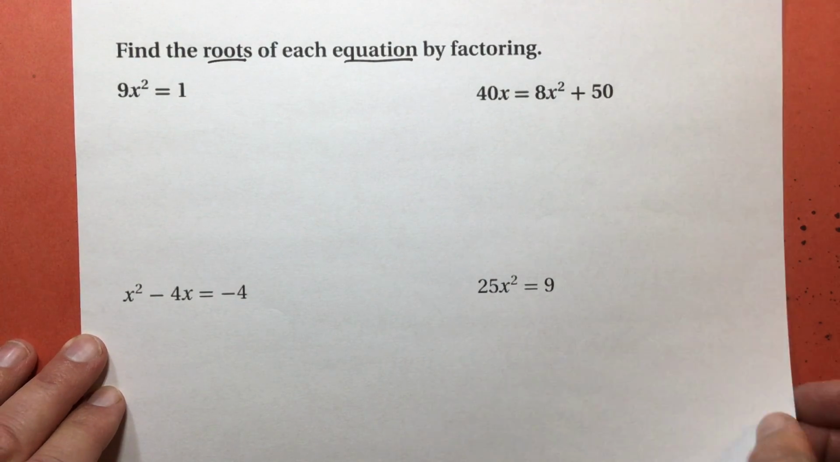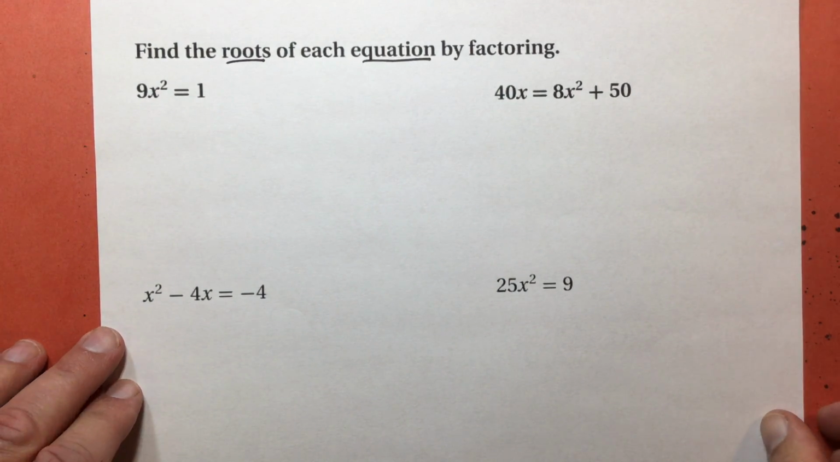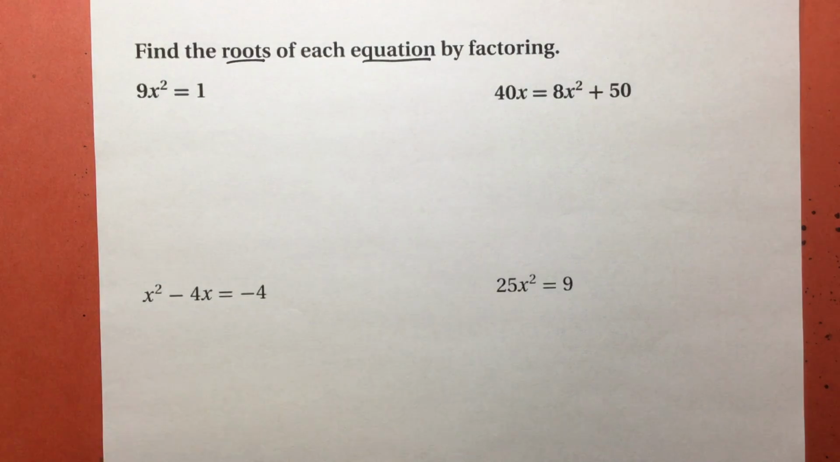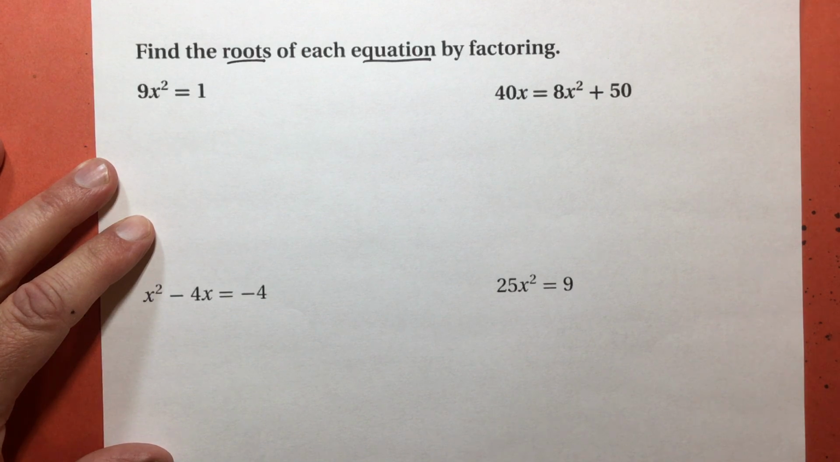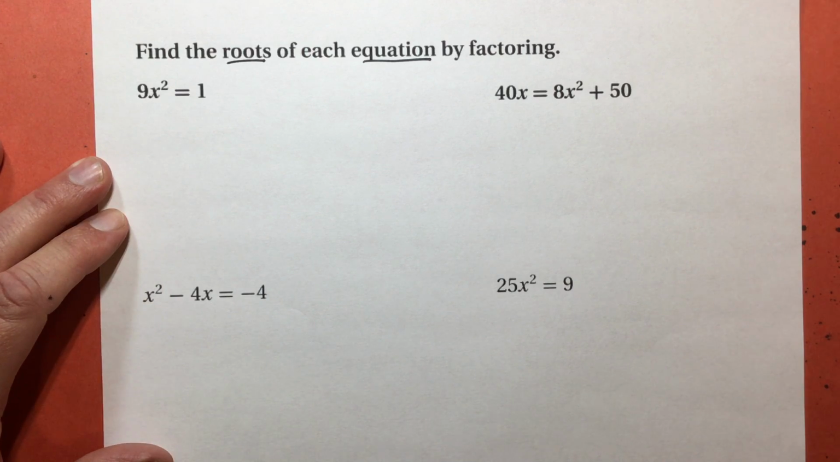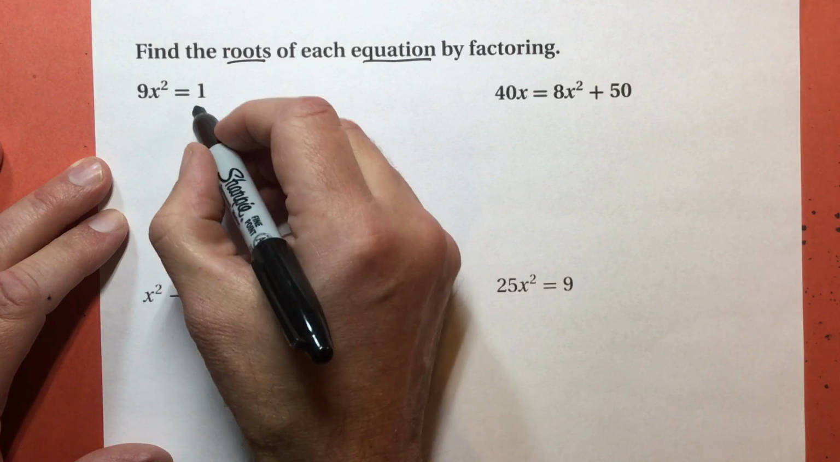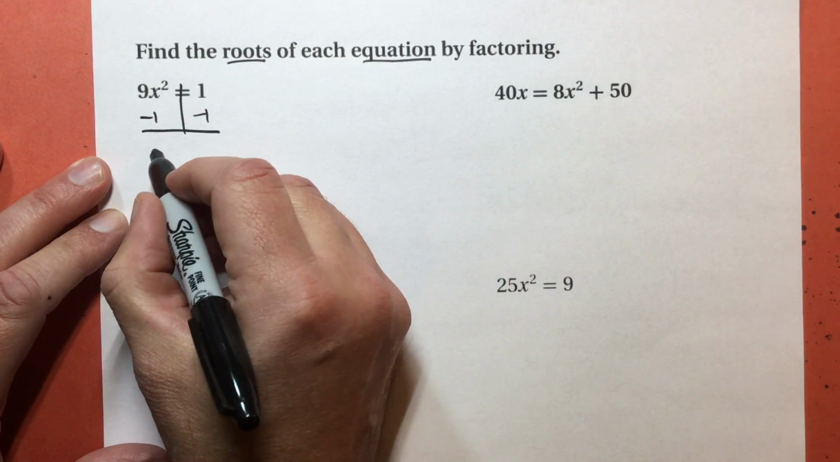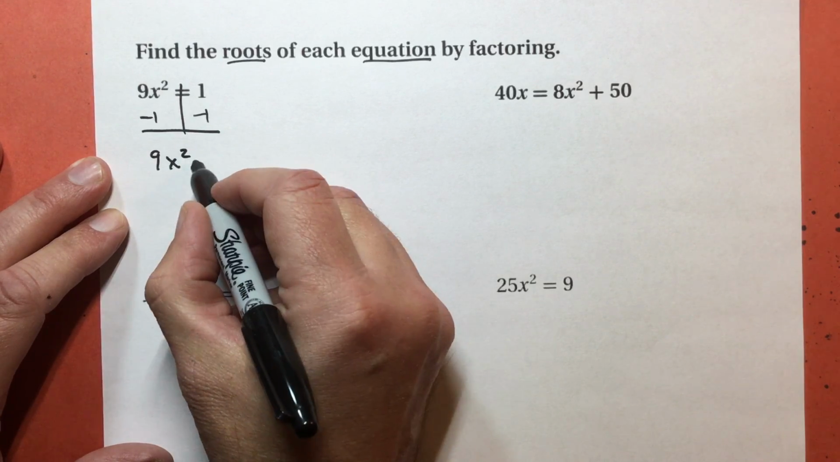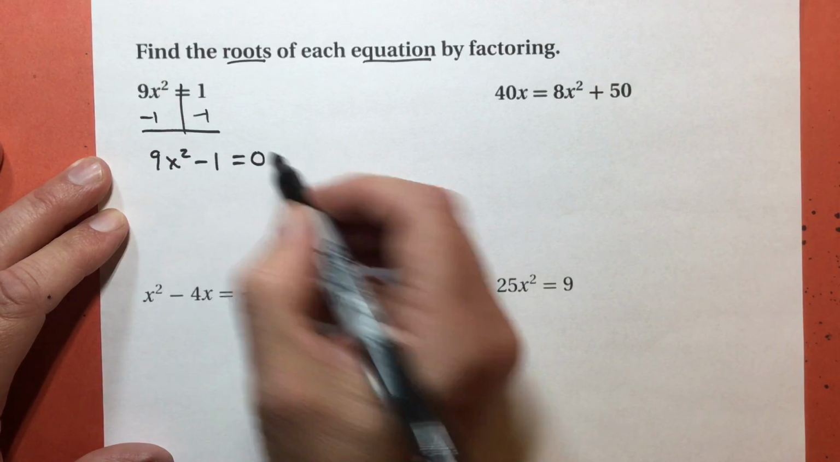I know that that's a little confusing, so please ask questions if that doesn't make sense. The skills are going to be very, very similar though. I'm going to do something so that I have my equation equal to 0. In this case, I'm going to add -1 to both sides. And I get 9x to the second power, subtract 1 equals 0.